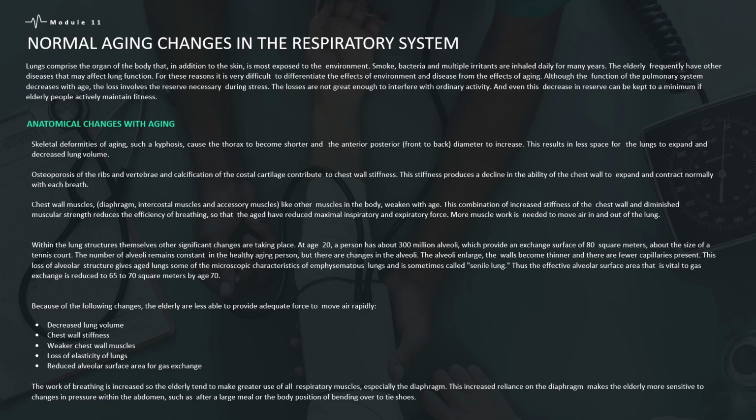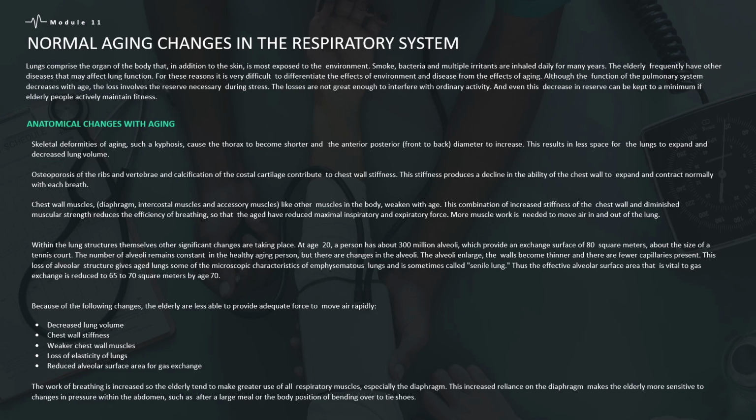Anatomical changes with aging. Skeletal deformities of aging, such as kyphosis, cause the thorax to become shorter and the anterior-posterior, front-to-back diameter to increase. This results in less space for the lungs to expand and decrease lung volume.